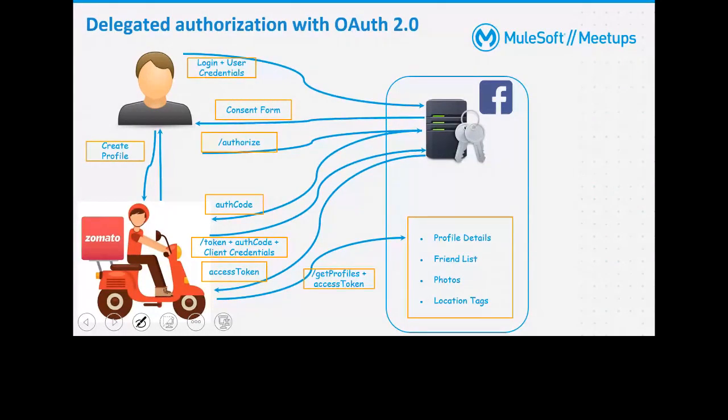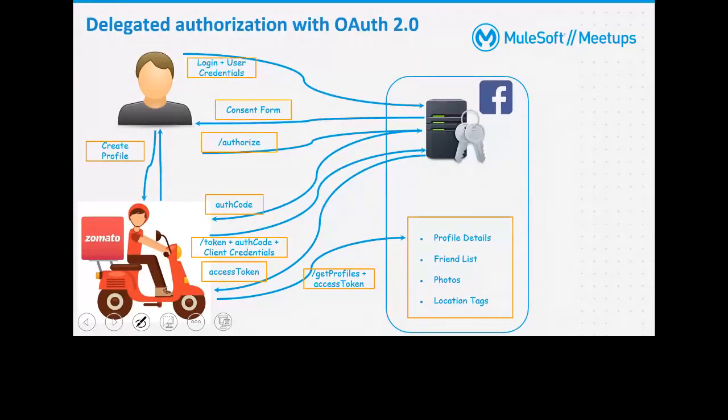Facebook has already exposed APIs. Gmail has already exposed APIs to get the details. For logging in, there is an API called accounts.google.com. For getting the profile details, there are APIs called Get Profiles, Get Friend List, Get Photos. All these APIs are exposed by Facebook or Gmail or Twitter, right? But to access those APIs, you need this access token. To get these access tokens, you need to go to Facebook and share that authorization code.